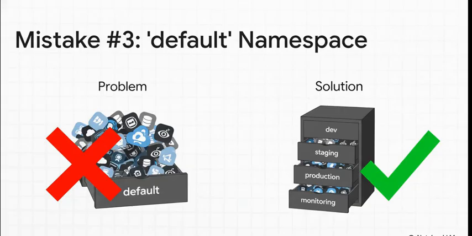And then we have the default namespace, which I like to call the junk drawer of your cluster. When you just dump everything in one place, managing permissions or RBAC becomes an impossible mess. The solution is to have a clear namespace strategy. Separate your workloads into logical buckets like dev, staging, and production. This creates clear boundaries and gives you much, much finer control over your cluster.